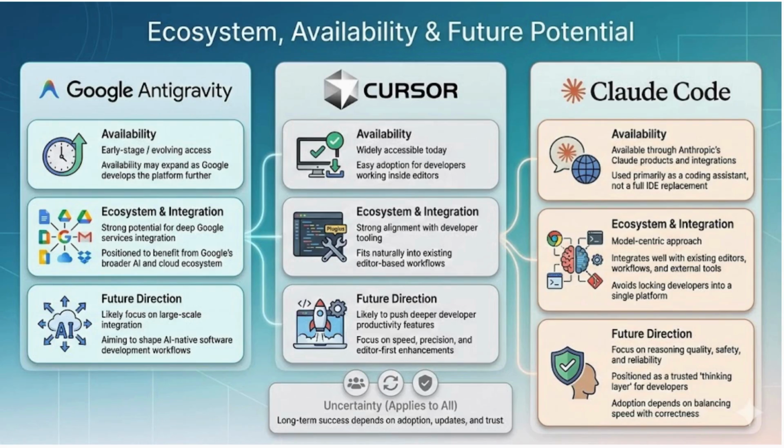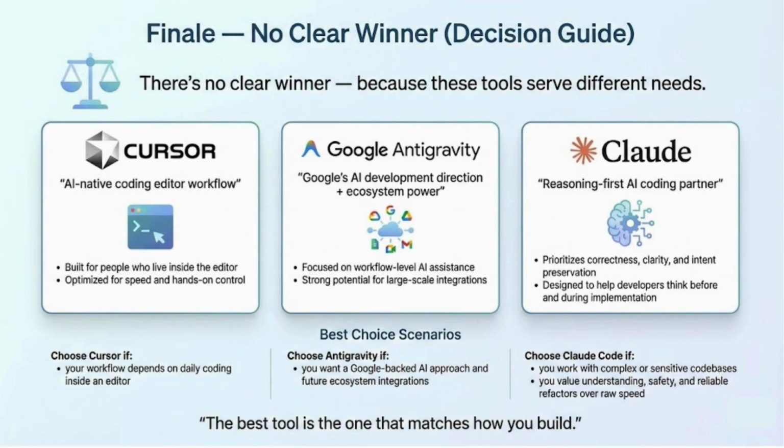Looking ahead, Claude's likely direction is a deeper focus on correctness, safety, and trust in code generation. Instead of aggressive automation, it prioritizes understanding, intent preservation, and reliability, especially for complex or production-based code bases. Like all AI coding tools, its long-term success depends on adoption, continued updates, and developer trust. But if that trust continues to grow, Claude Code is well positioned as a dependable long-term coding partner, rather than a short-term productivity hack.